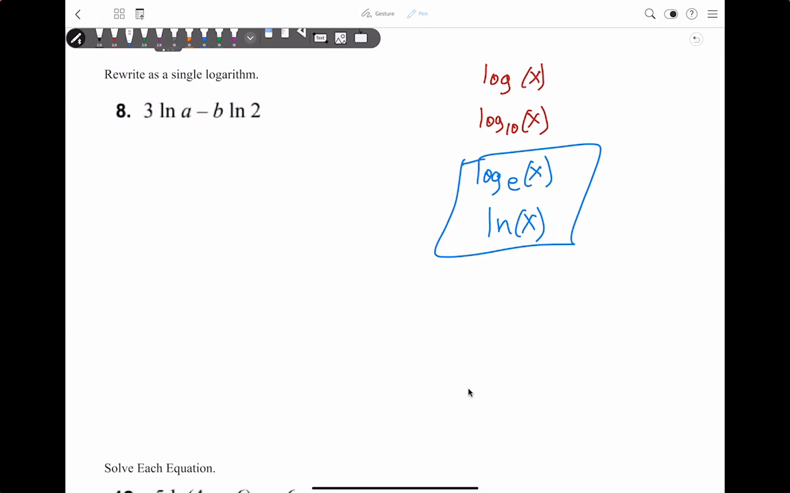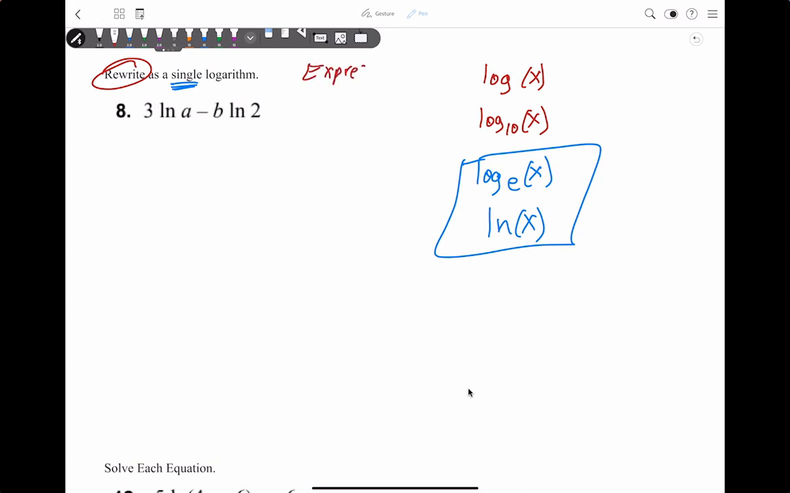Number 8 says rewrite as a single logarithm. Notice right off the bat, this is not saying solve. It didn't say solve for x, because if it said solve of some kind, then there would be an equal sign and there would be something on the right where your ultimate goal was to solve for x, or the variable that it said to solve for. It could be t, it could be whatever. But I want you to know this is not a solve equation. This is simply a rewrite expression.